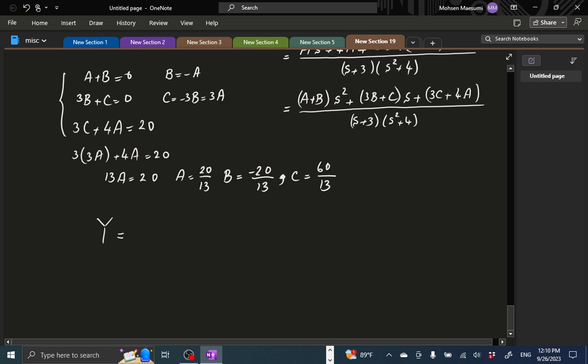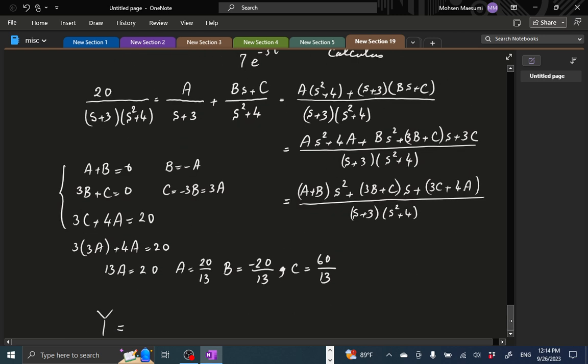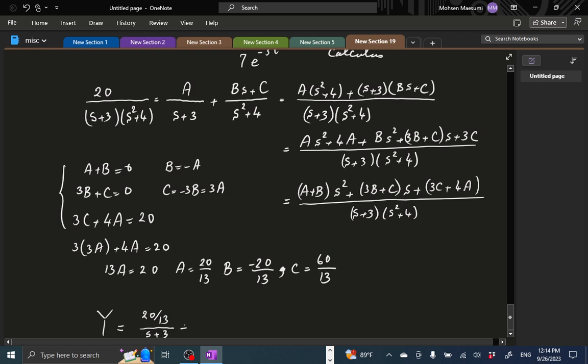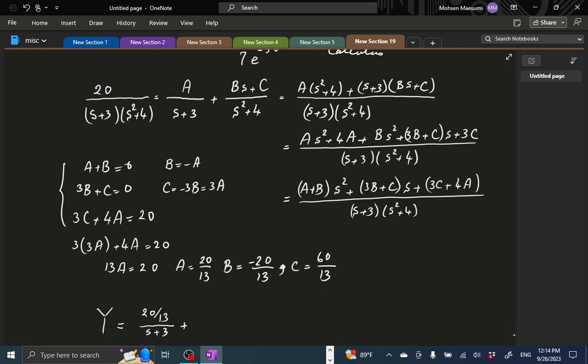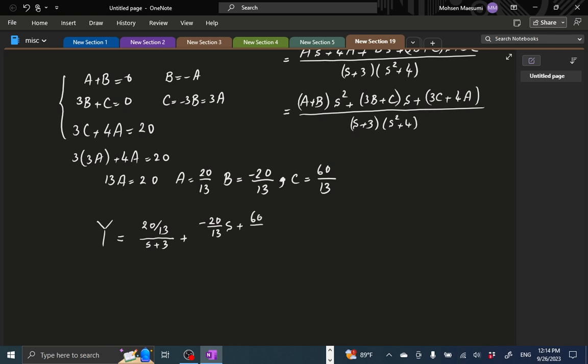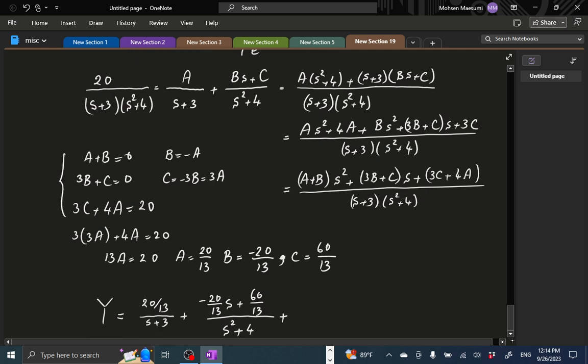Y was supposed to be, so we had y is a over s plus 3. So my a is plus bs plus c over s squared plus 4, and then we had a trailing 7 over s plus 3.